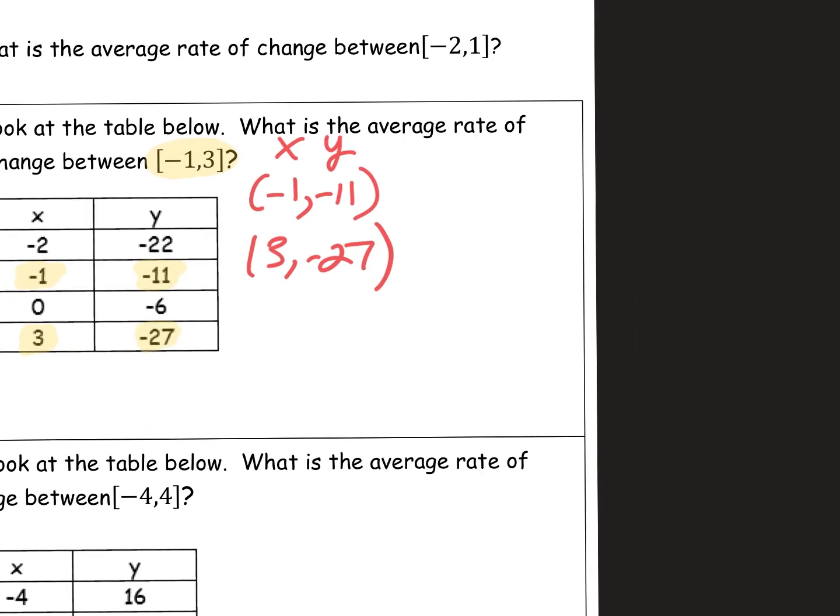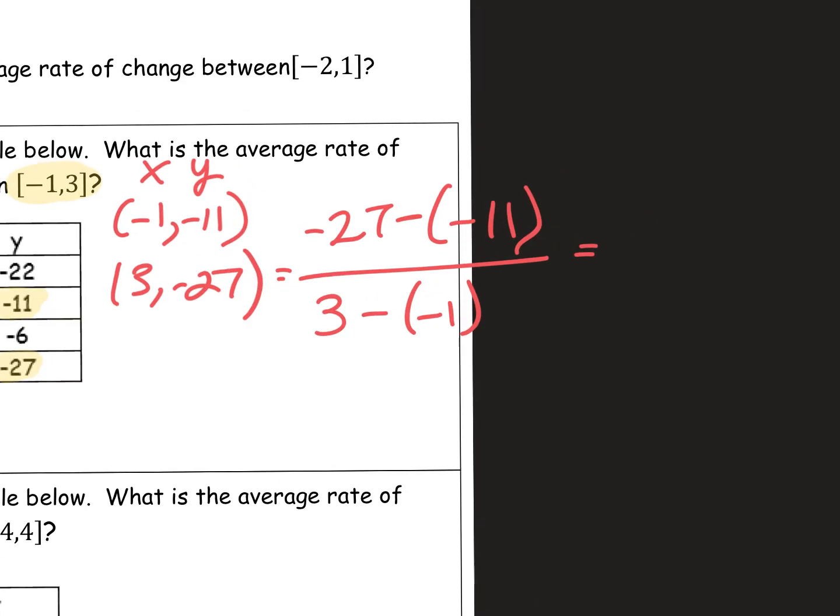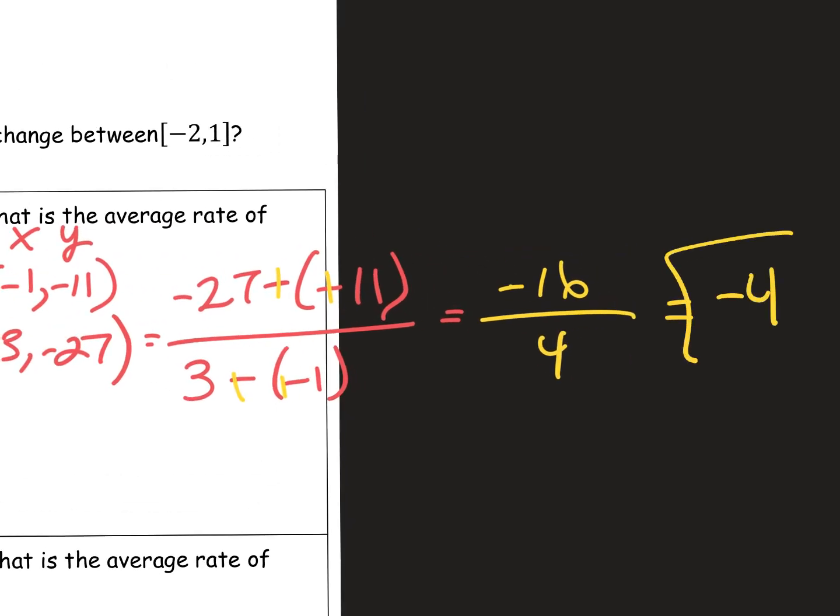y2 minus y1, I'm going to say negative 27 minus a negative 11. Since I started with negative 27 on the top, what do I need to start with on the bottom? 3. Okay, so 3 minus negative 1. If I have minus a negative, what does that become? Positive. So what's negative 27 plus 11? Negative 16, okay. And then what's 3 plus the negative 1? Or plus 1, sorry. So what's my answer here? Negative 4.